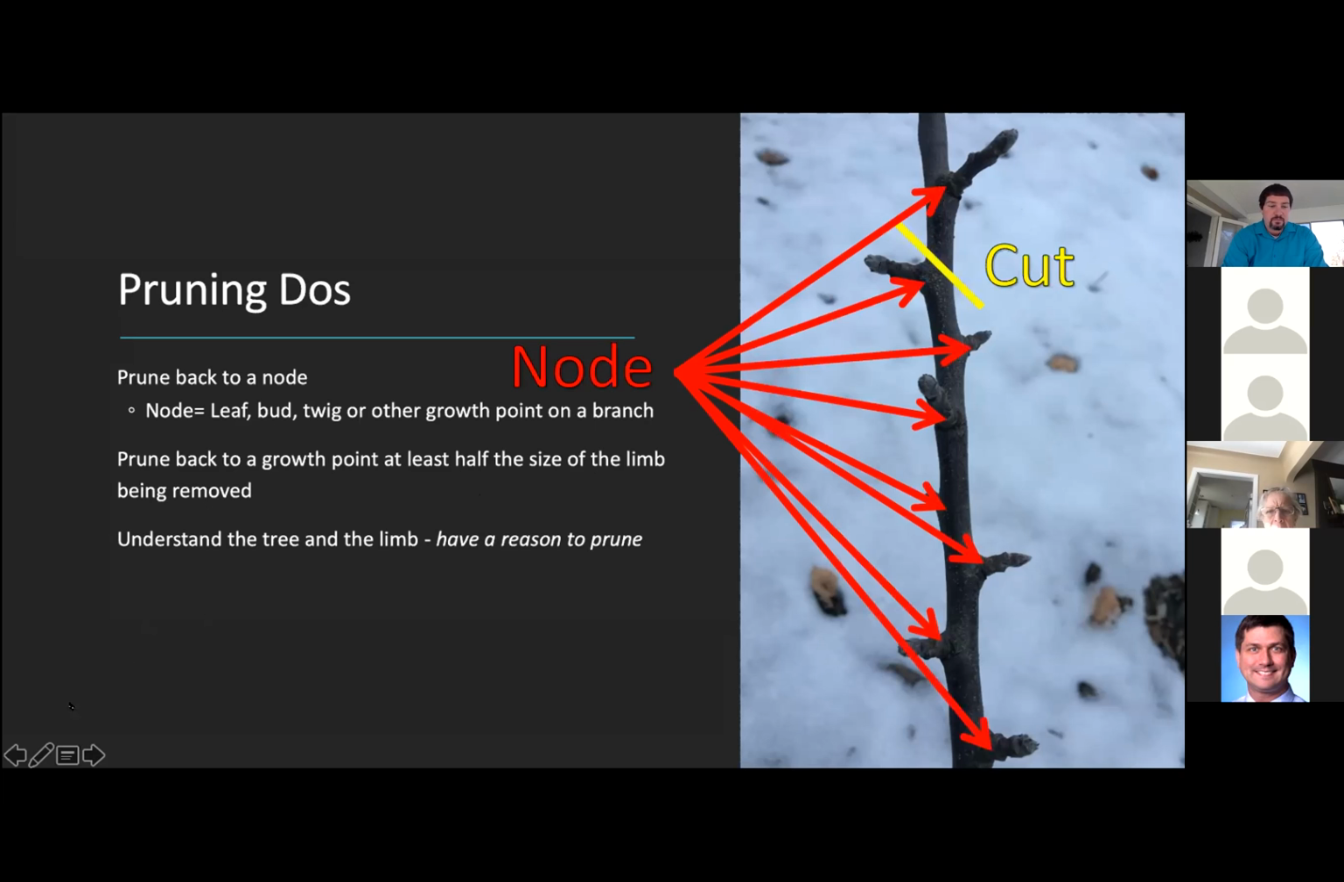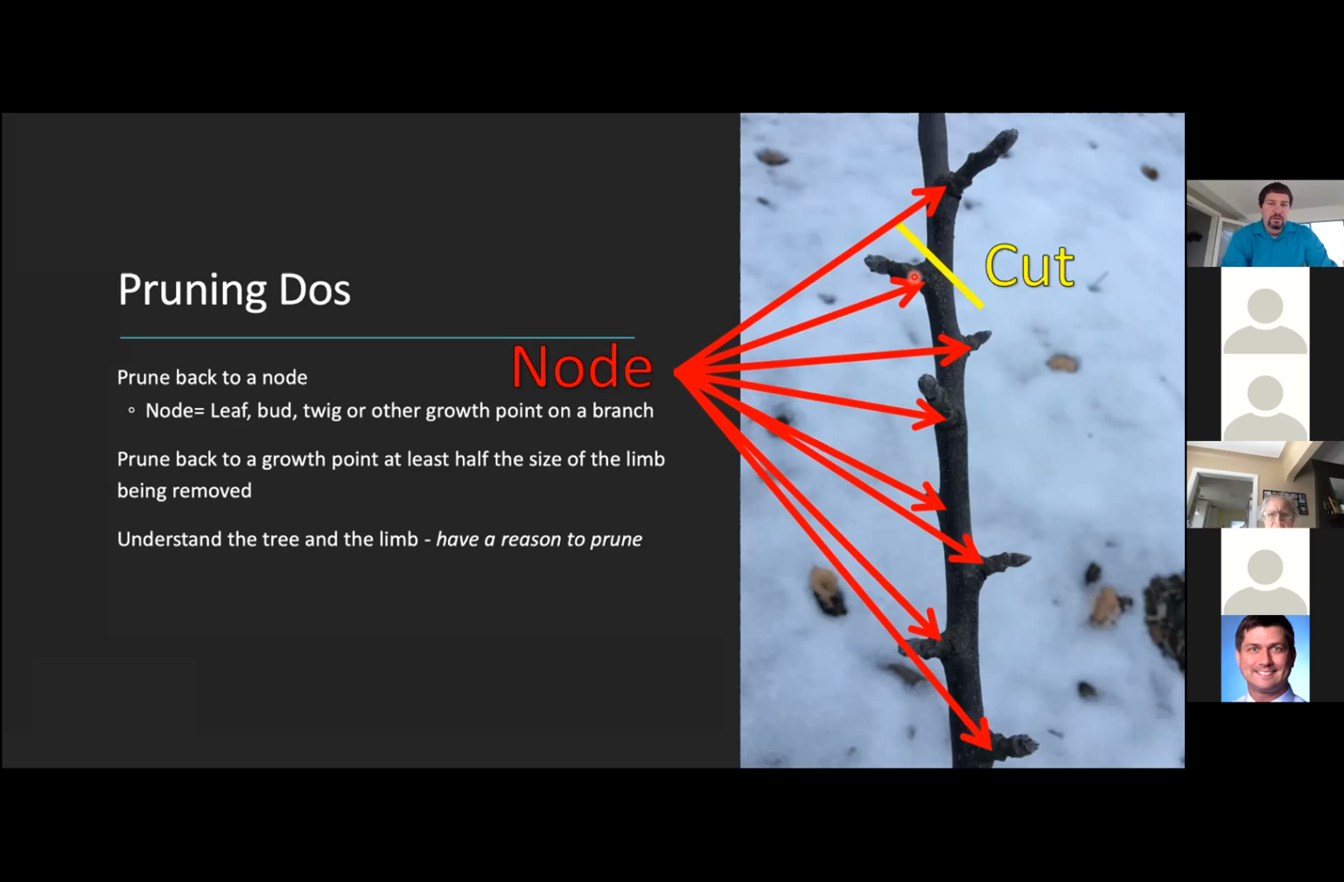So if we cut right here and we just cut this node off, then we'd have this stub that doesn't have a growth point, so it doesn't really know what to do, but it can't just fall off on its own. Like the tree can't just break it off. So cut where this yellow line's at, so you have a growth point that comes out of here, and it can keep growing normally without having some weird defect sticking out the side.